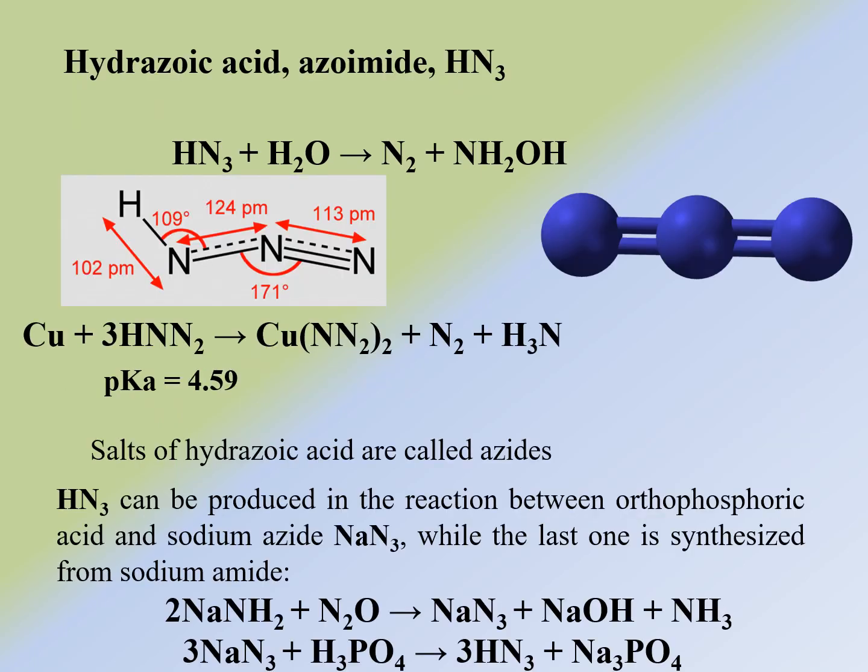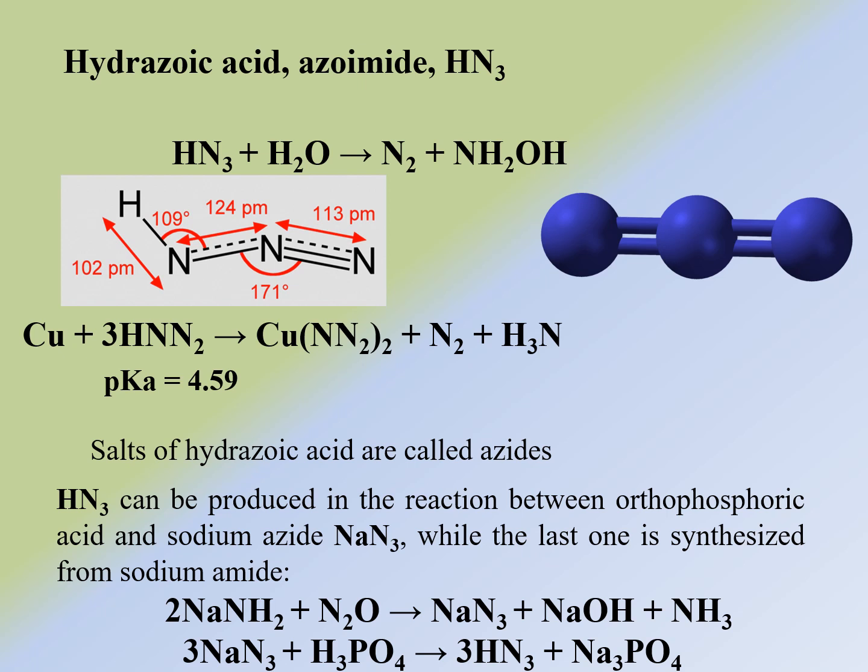And what is this? This is hydrazoic acid, HN3. So N3 with the minus is what? It's an anion. Almost linear, but not exactly. Check this picture. Not 180 degrees, but 171.